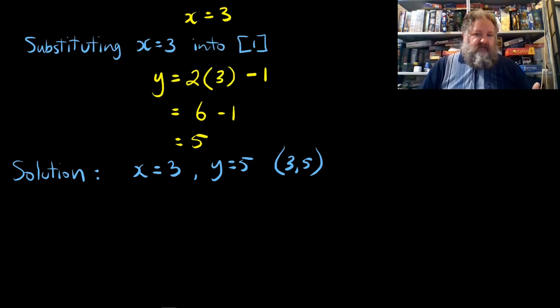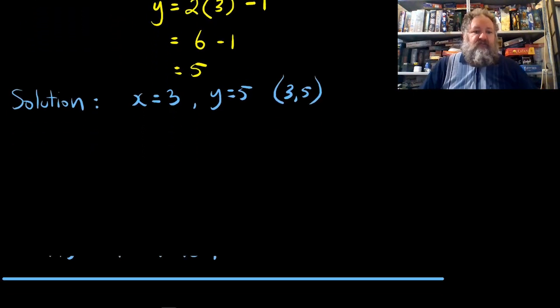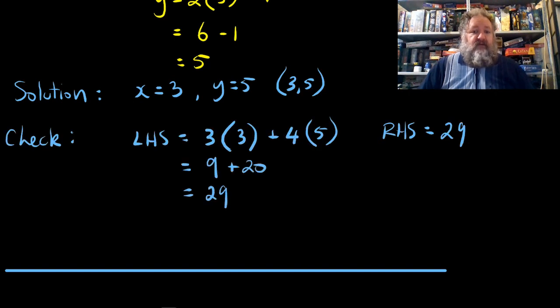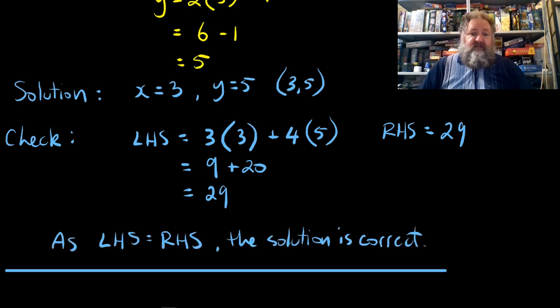As with all of these linear equations, we need to do a check. Because we have already used the first equation to get my y value, we should check using the second equation. So I'm going to take my values of x and y and plug them back into the second equation. I look at the left-hand side of the second equation. I know it was 3x plus 4y. I put in my values for x and y, and I will work that out to be 29. And I know that the right-hand side was 29 anyway. Because the left-hand side and the right-hand side are equal, the solution is correct.